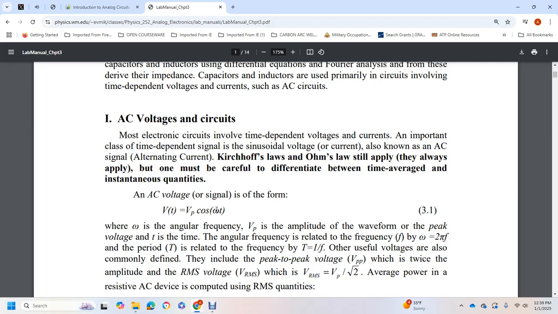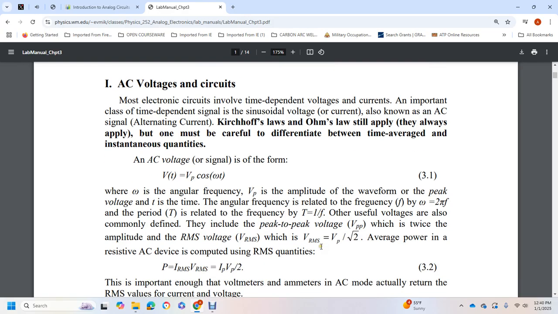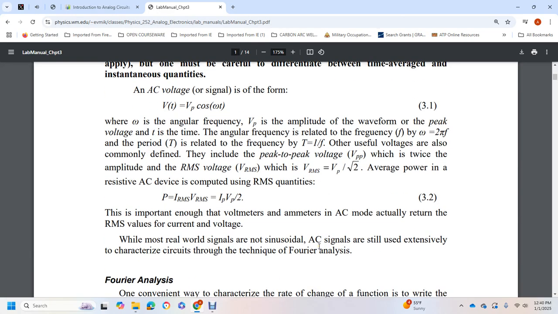The angular frequency is related to the frequency f by angular frequency equal to 2 times pi times frequency. The period of time is related to the frequency: the period is equal to 1 over the frequency. The voltage is also commonly defined with the peak-to-peak voltage, which is twice the amplitude, and the root mean squared voltage, where the voltage amplitude is divided by the square root of 2. The average power over the resistor of the AC is given by the root mean squared quantities.